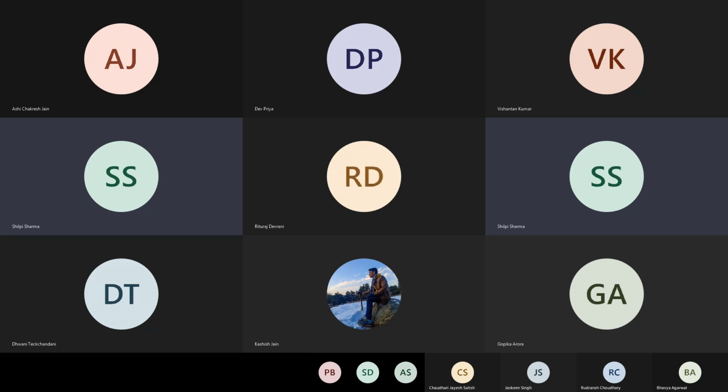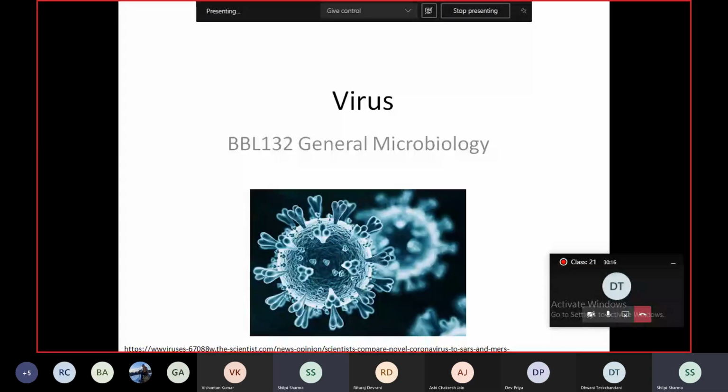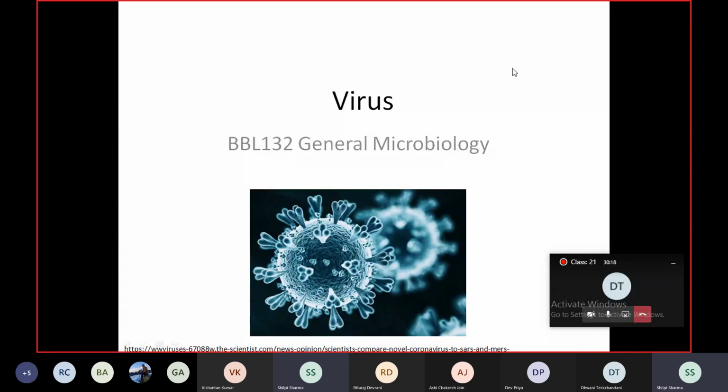So in your second module, I had left the topic of viruses because I wanted to cover it here when I take up transduction. So I'll start with viruses, and then we'll move to the three mechanisms of genetic transfer. Yeah.